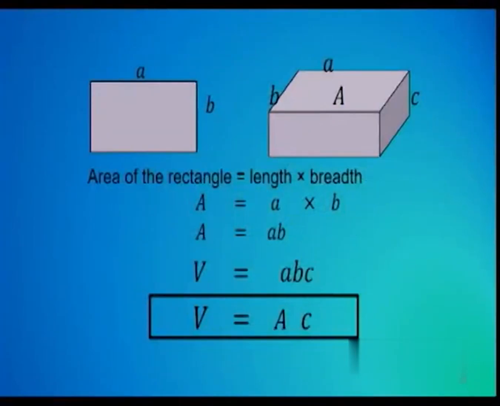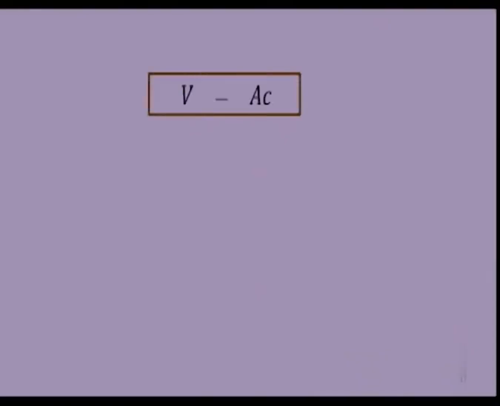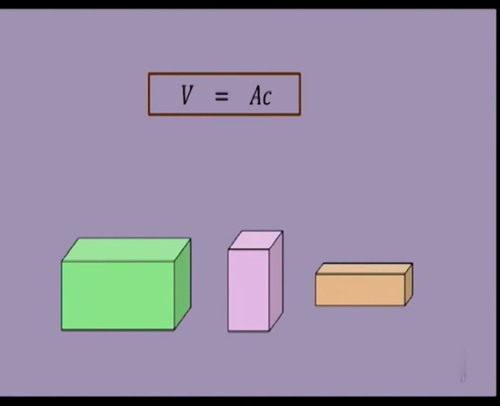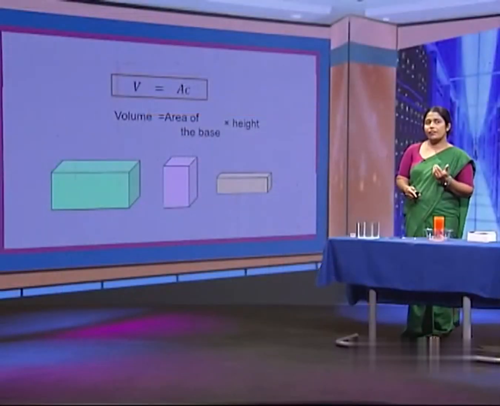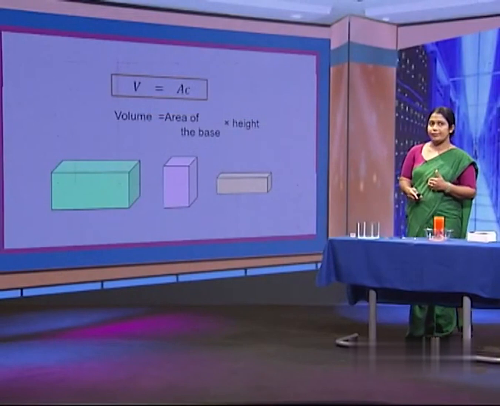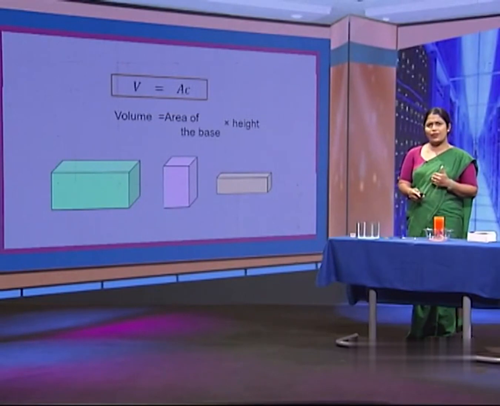This is the second formula for volume of a cuboid. Now, we are going to develop the relationship for this formula. V equals A times C means volume of a cuboid equals area of the base times height. It doesn't matter, you can use the term base or side. Volume equals area of the base times height. Okay, let's discuss few questions.